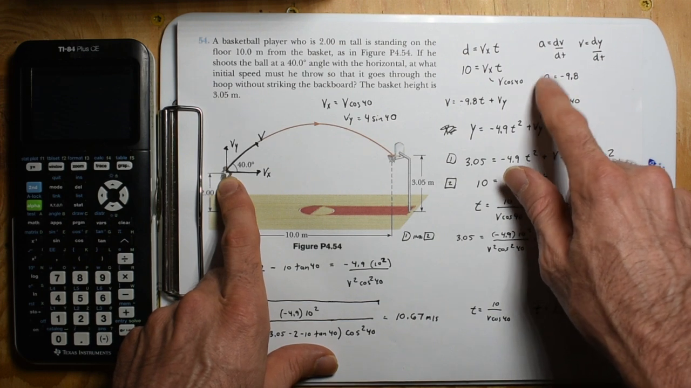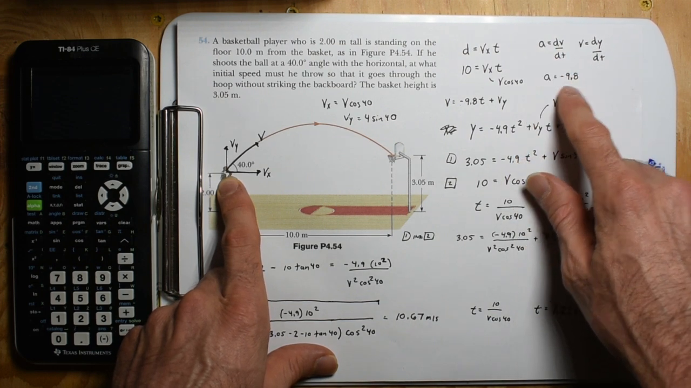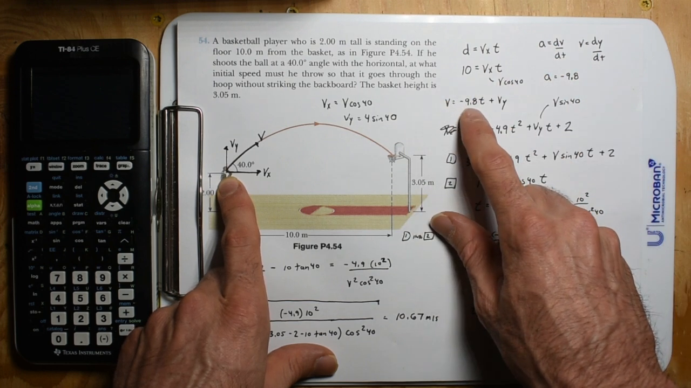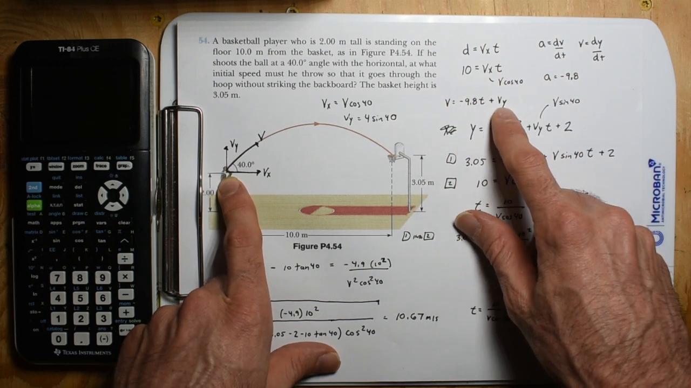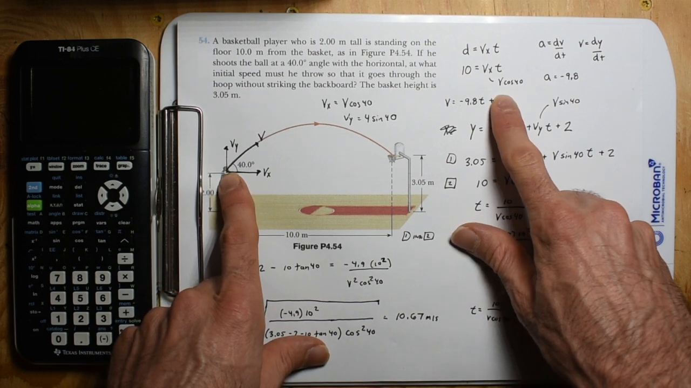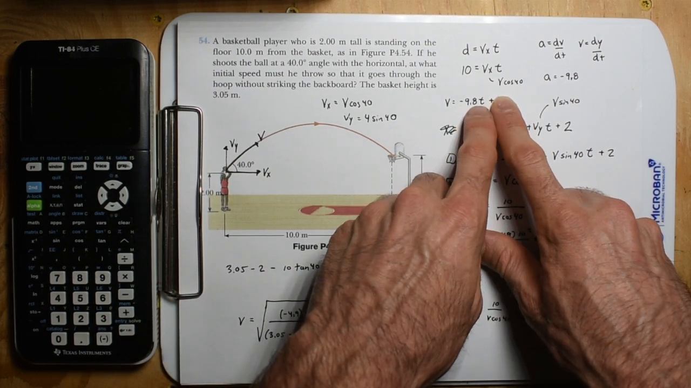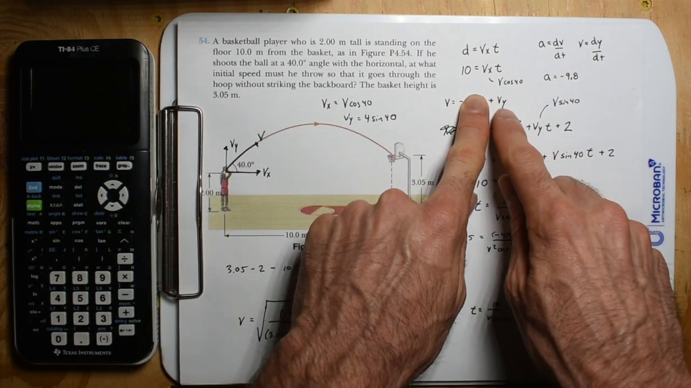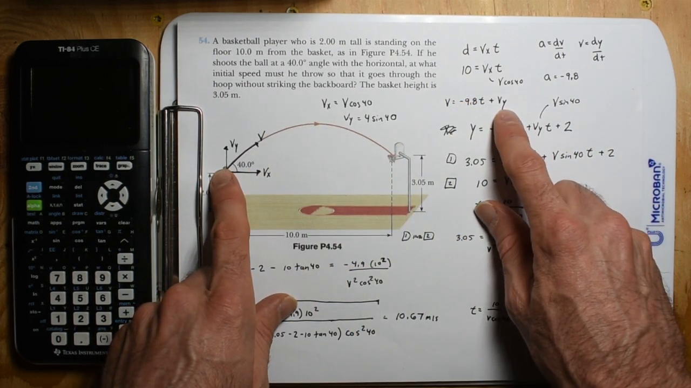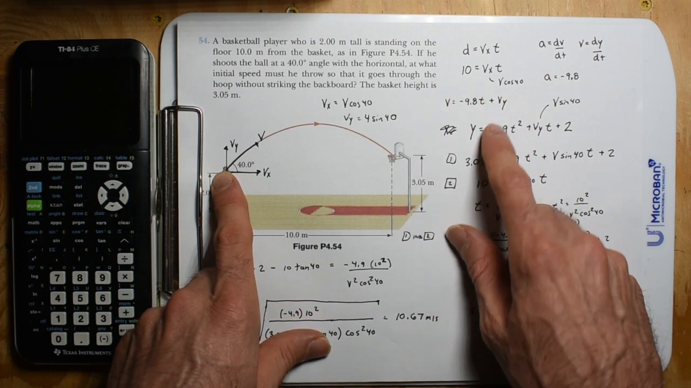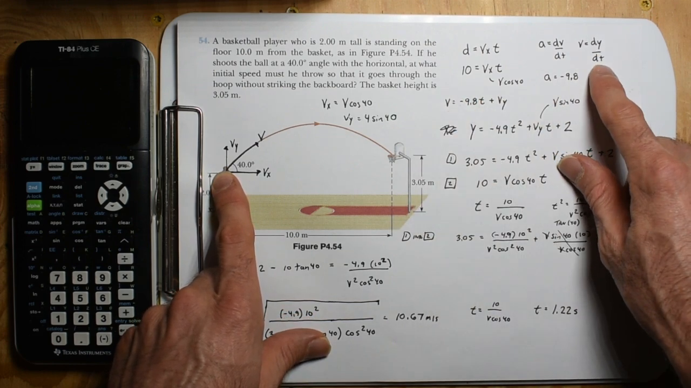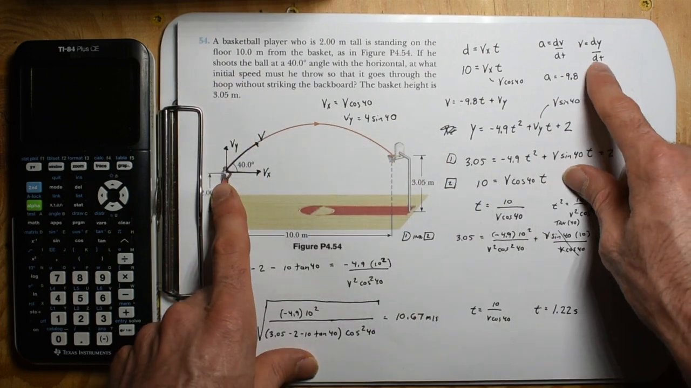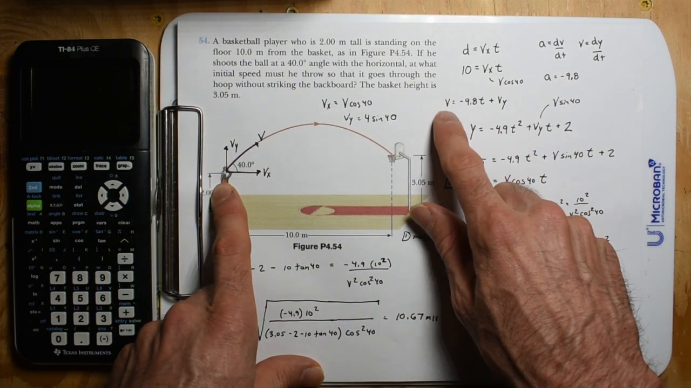We know that a is dv/dt. We separate variables. We integrate. So we get v is equal to negative 9.8 t plus a constant. You find this by putting in t equals 0. Do we have velocity? Yeah, we have velocity, and it's that Vy. And then you integrate again, because v is dy/dt. Y is the distance in the vertical. And so we have dy/dt.